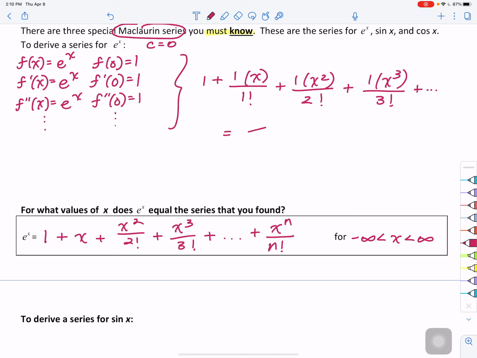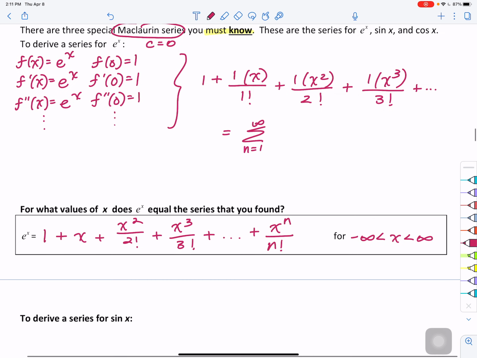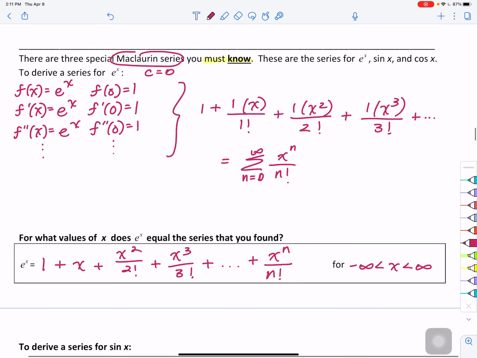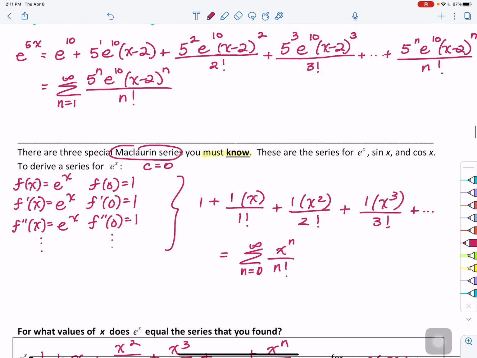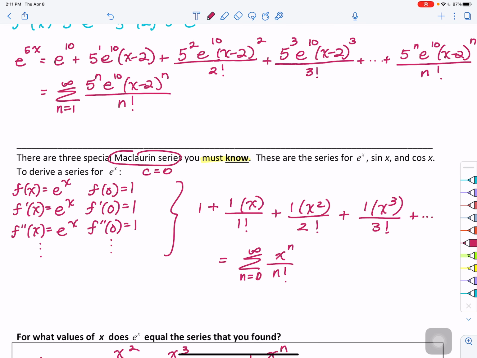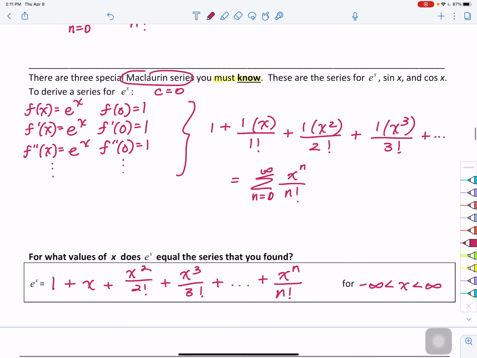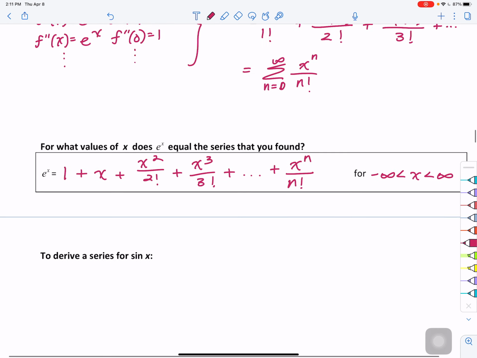So we could write this as the sum of the series, n equal 1 to infinity, of x to the n over n factorial. Now that looks like we might want to start this one at 0, because anything to the 0 power is 1, and we would just end up with e to the x. Okay? Well, that works out nicely.